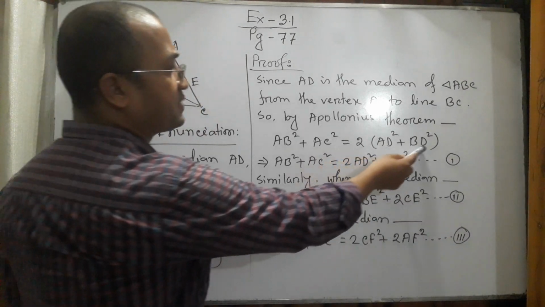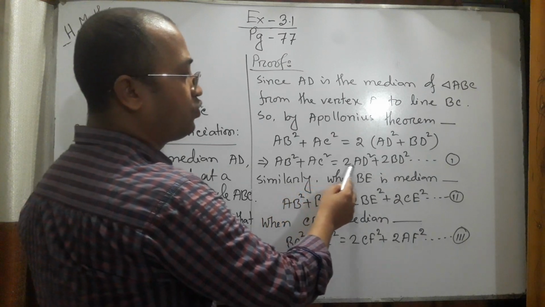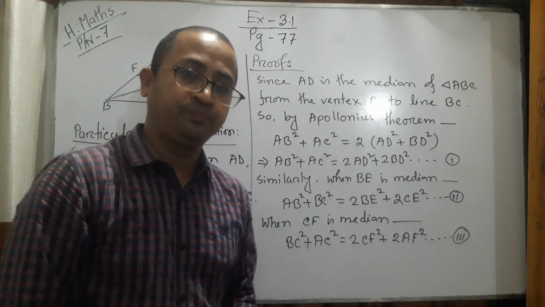Now multiply this by 2. We will get AB square plus AC square equals 2 AD square plus 2 BD square. This is equation number 1.